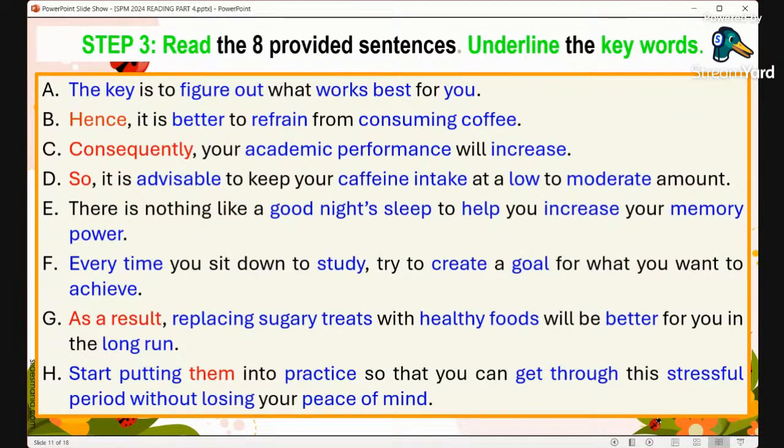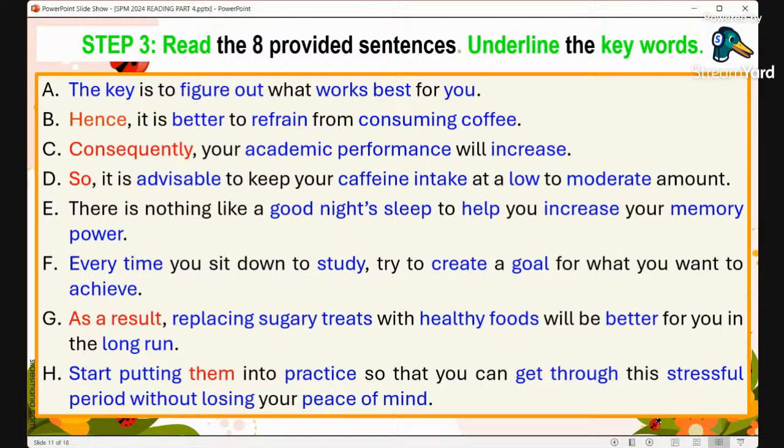So B, hence. Hence means thus, therefore. Same meaning. So hence it is better to refrain from consuming coffee. If I look at the word hence, it tells me that the sentence before that might be saying something bad about consuming coffee. Therefore, it is better to refrain. C, consequently, your academic performance will increase. Consequently is like therefore, so the effect of what happens after you do something. Your academic performance will increase.